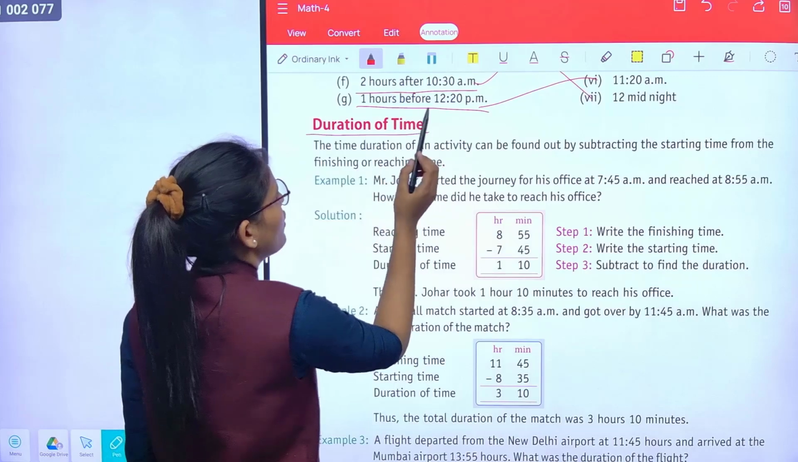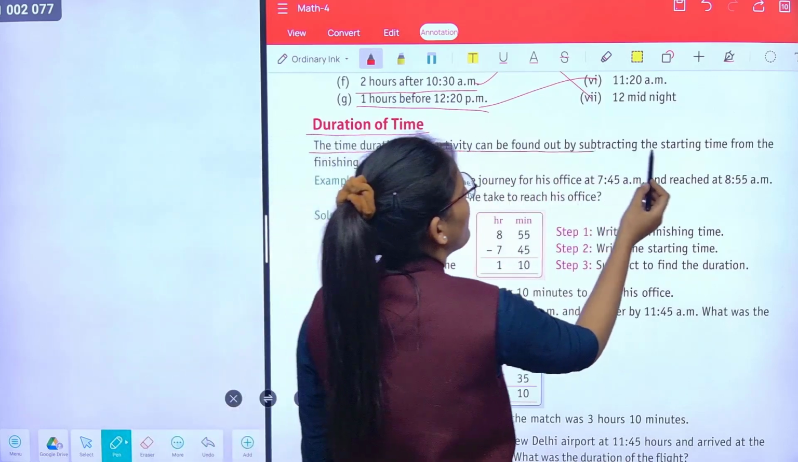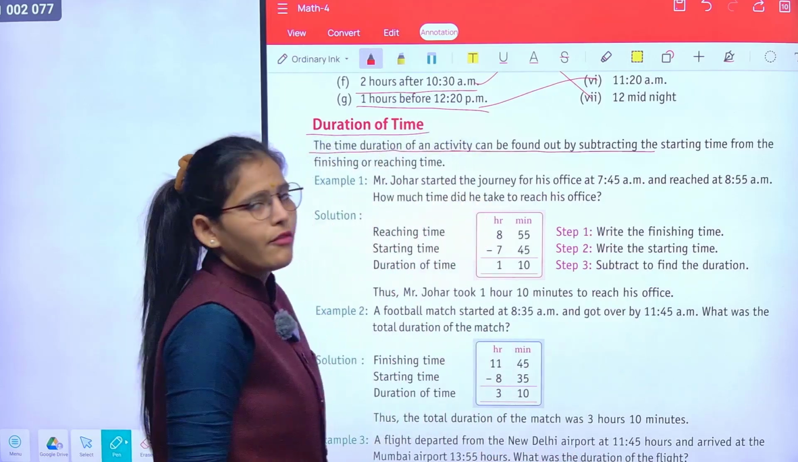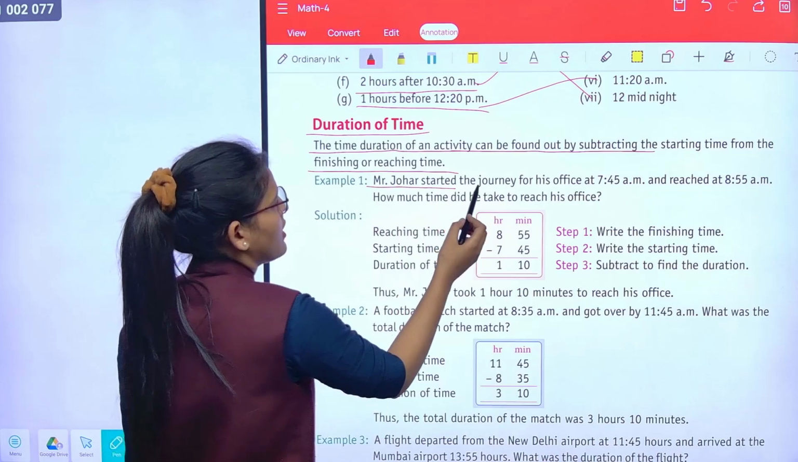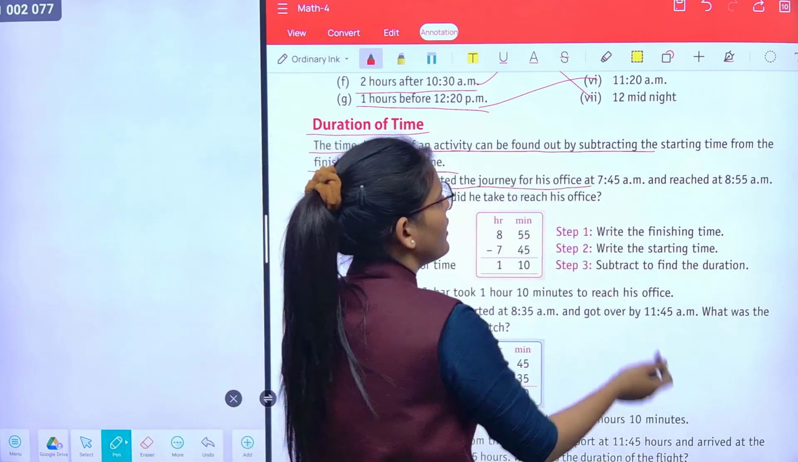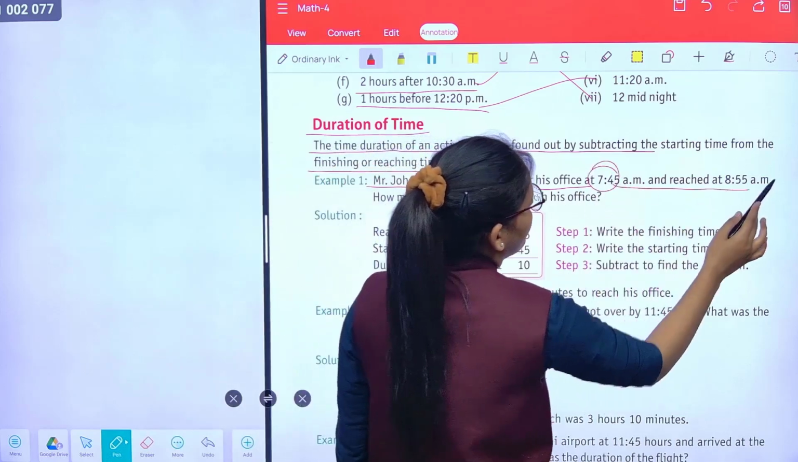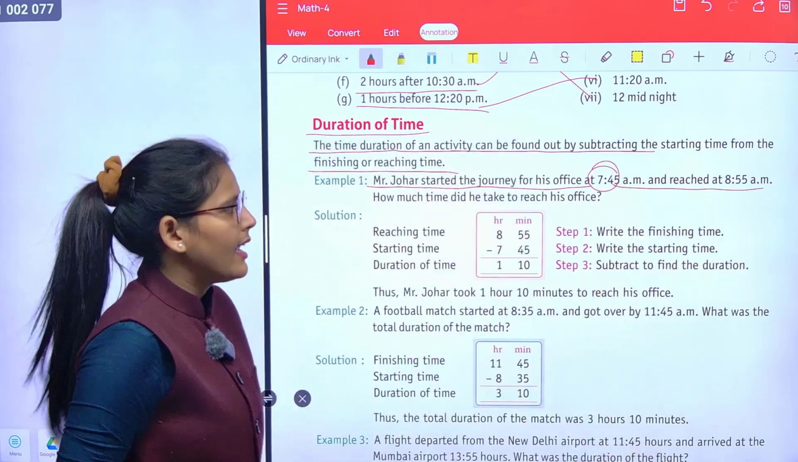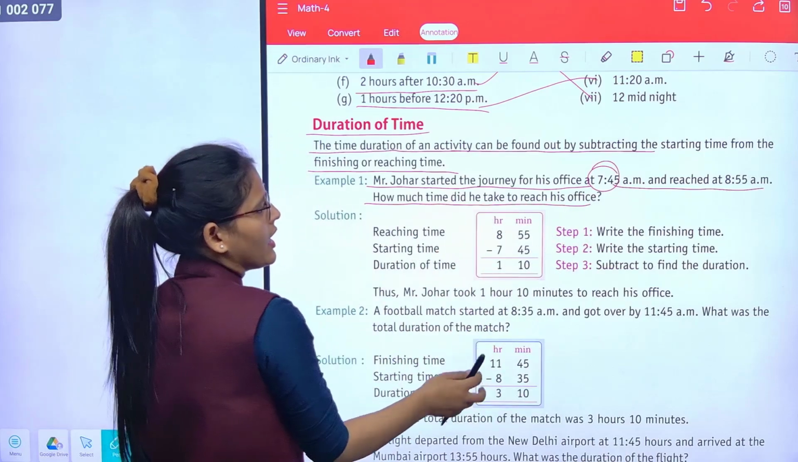Now duration of time. Class, the time duration of an activity can be found out by subtracting the starting time from the finishing or reaching time. Class, Mr. Jones started the journey of his office at 7:45 a.m. and reached at 8:55 a.m. How much time did he take to reach his office?